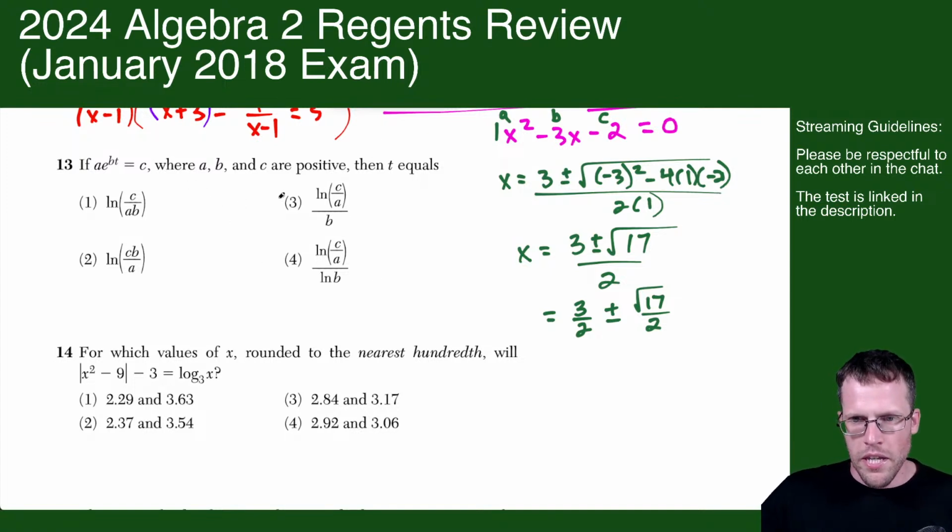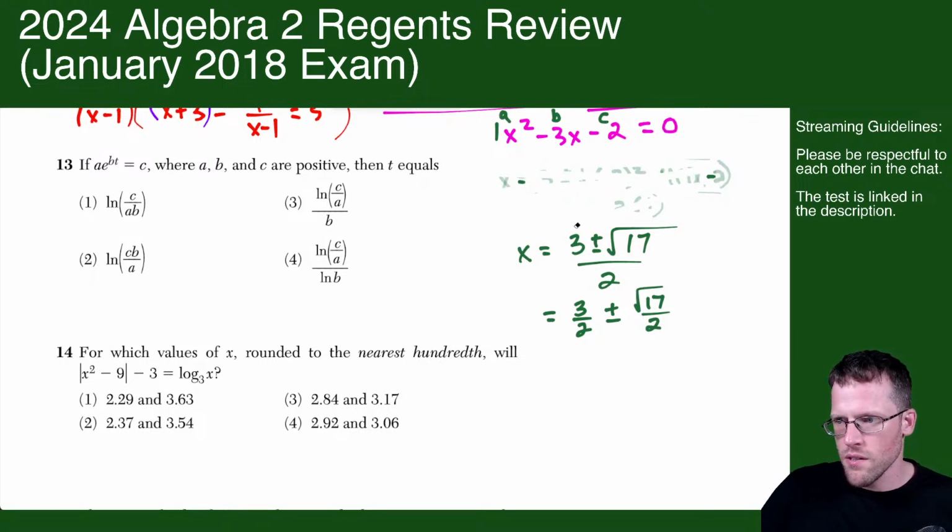All right. So A, B, and C are positive. Solve for t. Okay, so we have this equation. A, B, and C are positive. What is t equal to? So t is, yeah, over here, that piece. All right. So this one, and let me get some space.